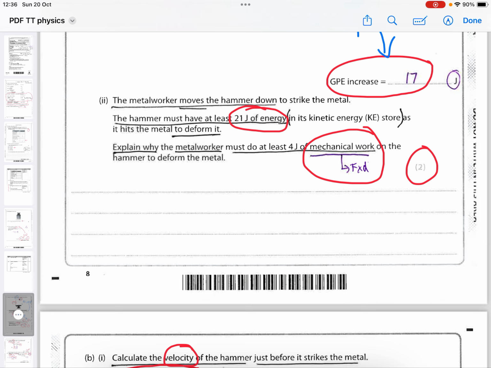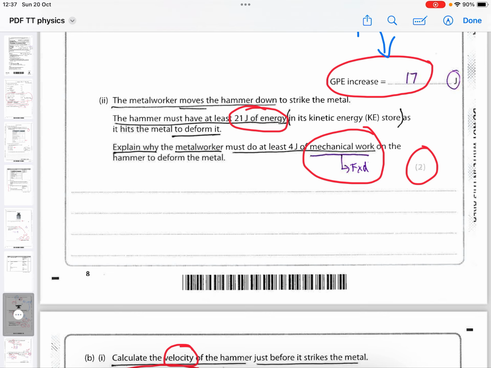It then says the metal worker moves the hammer down to strike the metal. The hammer must have at least 21 joules of energy in its kinetic energy store to be able to deform the metal. Okay? So if it's deforming the metal, which is what metal workers do. Metal workers basically use a hammer to shape a material like a metal, because the metal is malleable. It can be changed into the shape you want it.